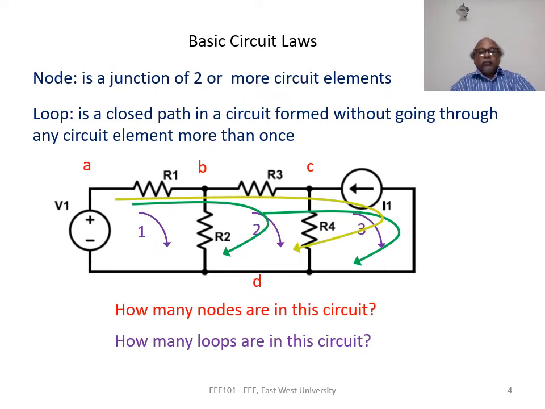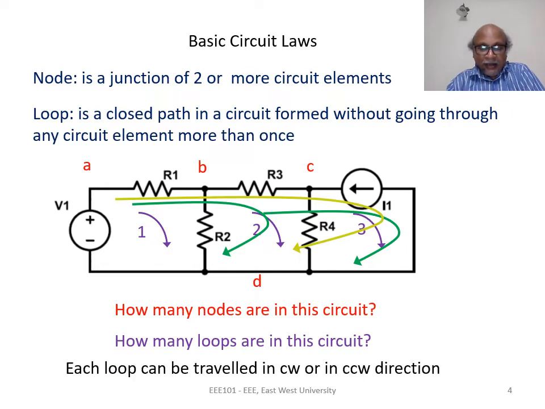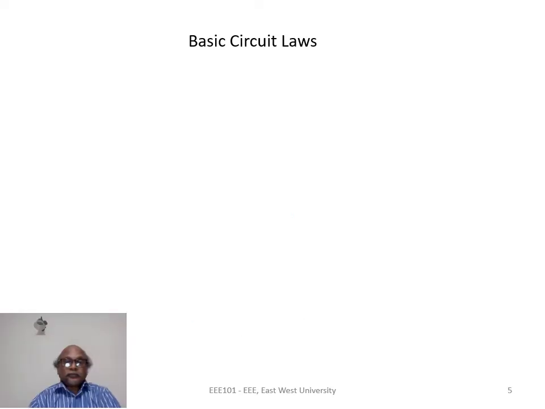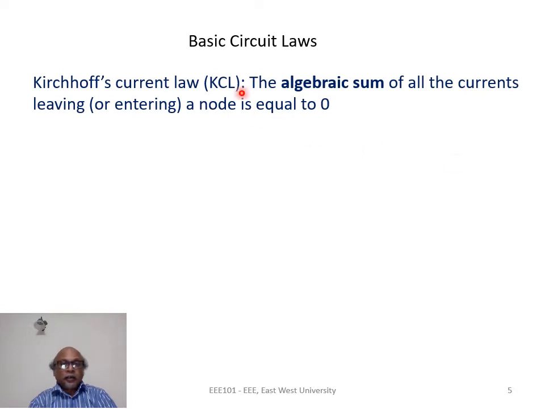Okay. Now we are ready to discuss KCL and KVL. Kirchhoff's current law, or KCL, says the algebraic sum of all the currents leaving a node is equal to 0. I have written entering within parentheses. You can replace leaving by entering, but do not use both words at the same time. The statement we are looking at is without the bracket. The algebraic sum of all the currents leaving a node is equal to 0.